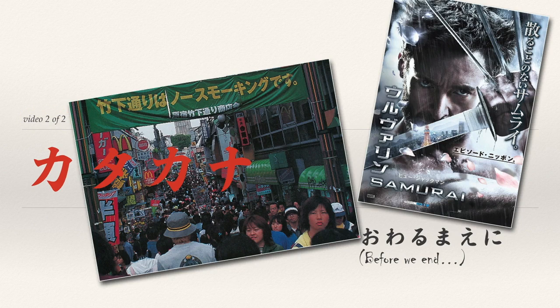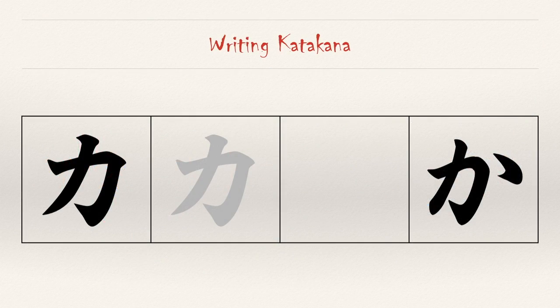In this video, we are going to learn how to write some of the katakana characters. How about we start by learning to write katakana? Our first character is ka.